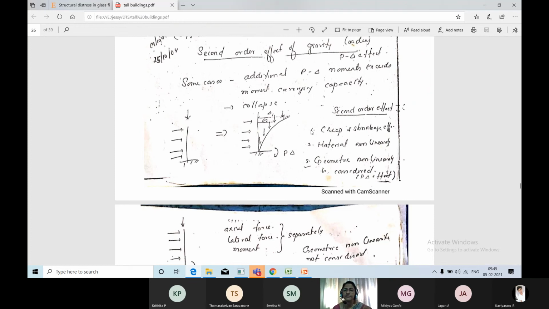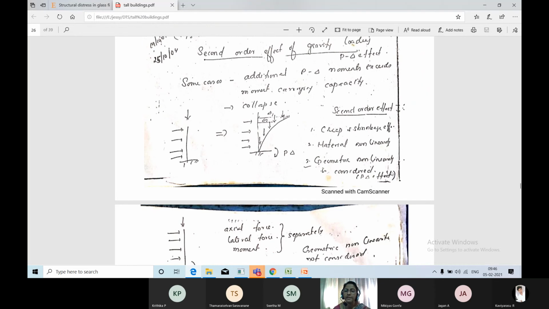Okay, so the other second order effects are creep and shrinkage effects, because over a long time the structure will be subjected to some creep, that is a long-term deflection. There will also be some shrinkage, so creep effect, shrinkage effect, all these things have to be taken into consideration. Then there is material non-linearity, because, as I told you in the assumptions, we always take the material to behave in a linear manner, but that is not the actual case. The material will have non-linear behavior. So if it is a major part, then that has to be considered, and that becomes a second order effect.